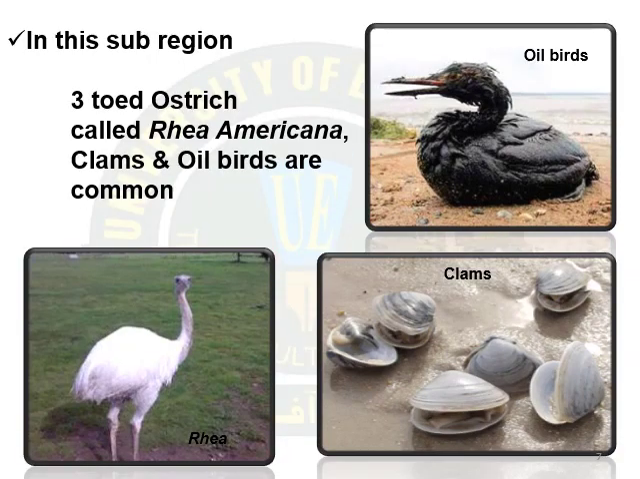In this subregion, the peculiar fauna includes three-toed ostrich, which is also known as Rhea americana. Clams and oil birds are also common in this area.